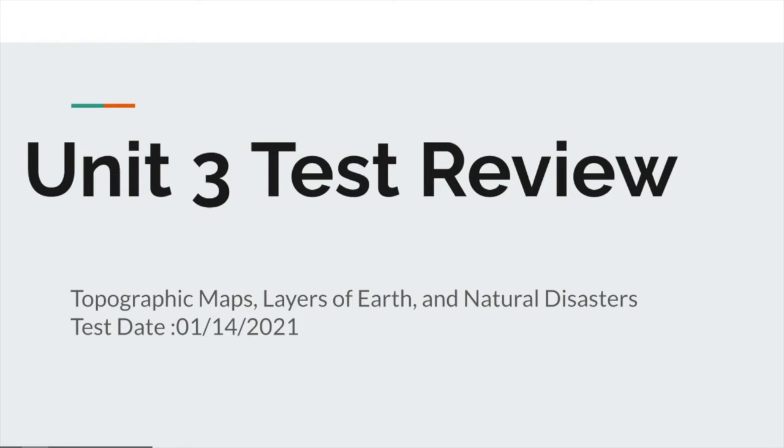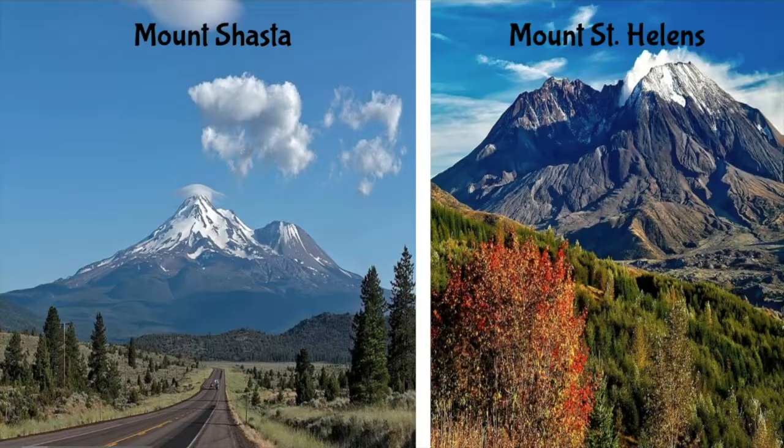Today, we're going to start with reviewing topographic maps and learning and reviewing how to read the different parts of a topographic map. I first want to start out by showing you two pictures of two different mountains. This mountain is Mount Shasta. This is a picture of a volcano in the Cascade Range in California. And then the mountain on the right side is a picture of Mount St. Helens.